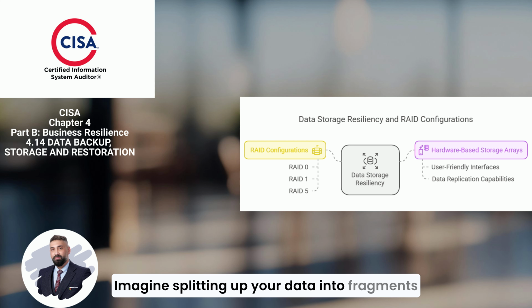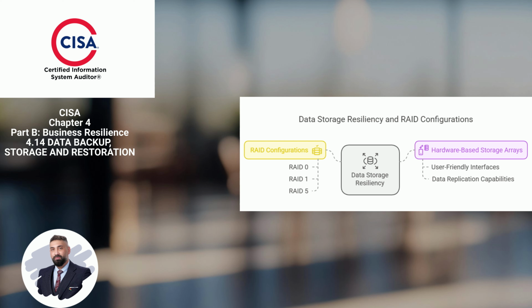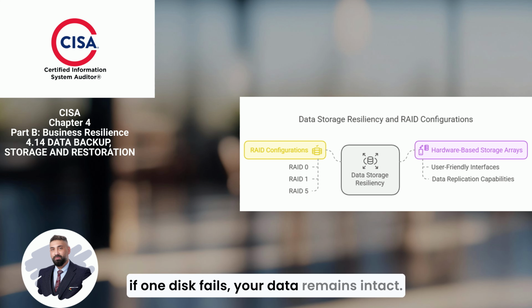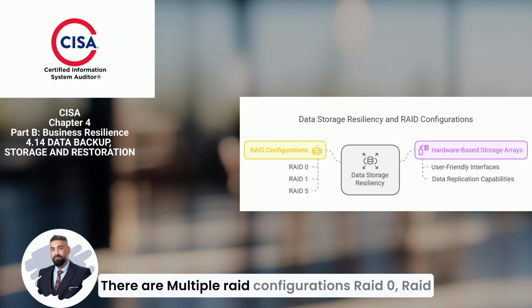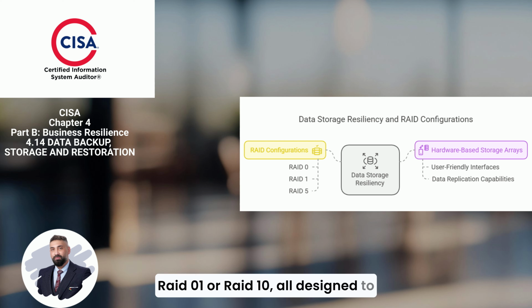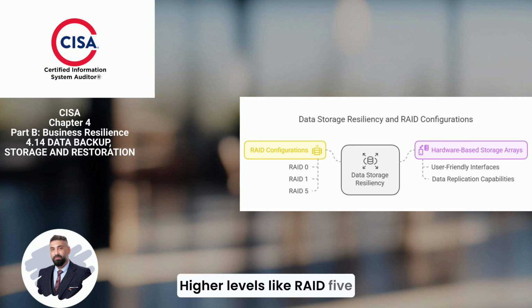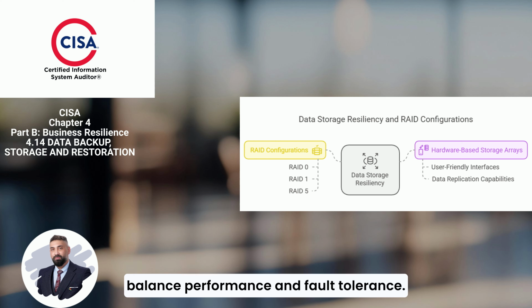Imagine splitting up your data into fragments and seamlessly distributing it across multiple disks. That's what RAID does. By doing so, it not only improves system performance, but also creates fault-tolerant configurations, meaning if one disk fails, your data remains intact. There are multiple RAID configurations: RAID 0, RAID 1, RAID 5, or more complex combinations like RAID 0 plus 1 or RAID 10, all designed to meet different needs for performance or redundancy. For example, RAID 0 is all about speed, while RAID 1 focuses on mirroring data for safety. Higher levels like RAID 5 balance performance and fault tolerance.